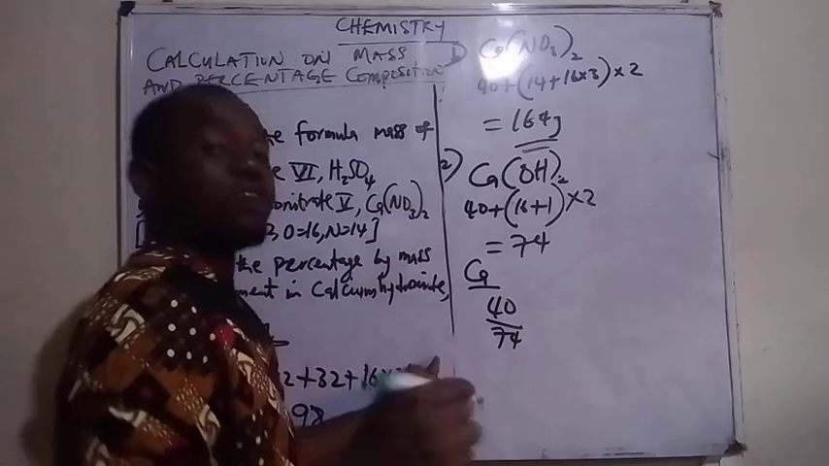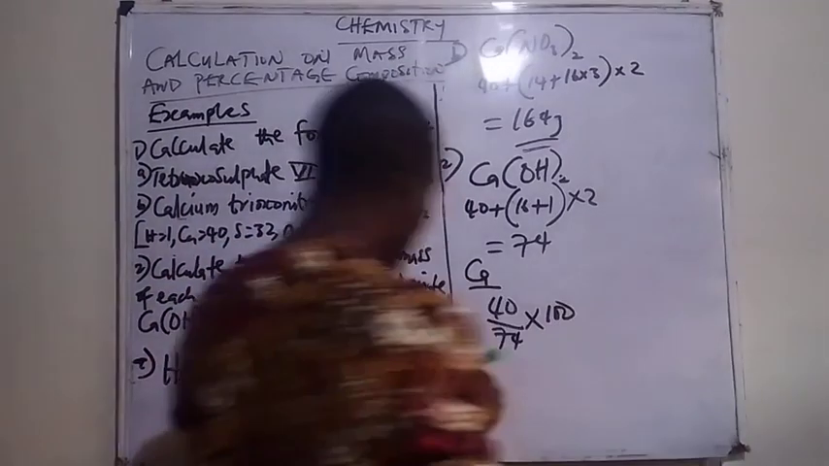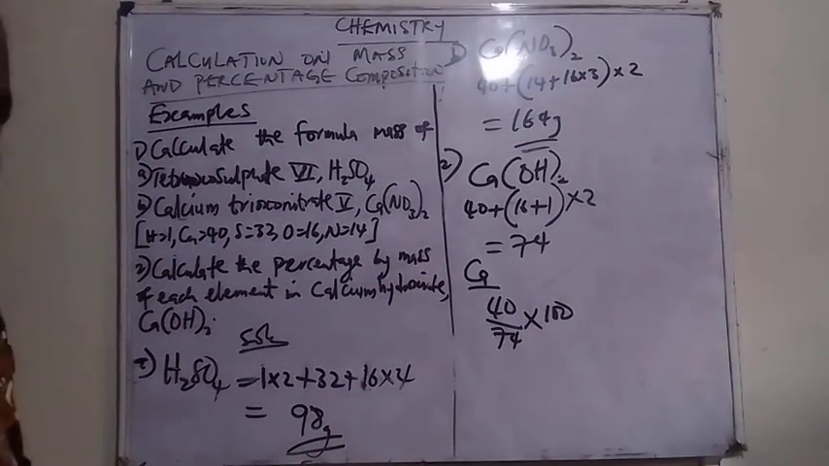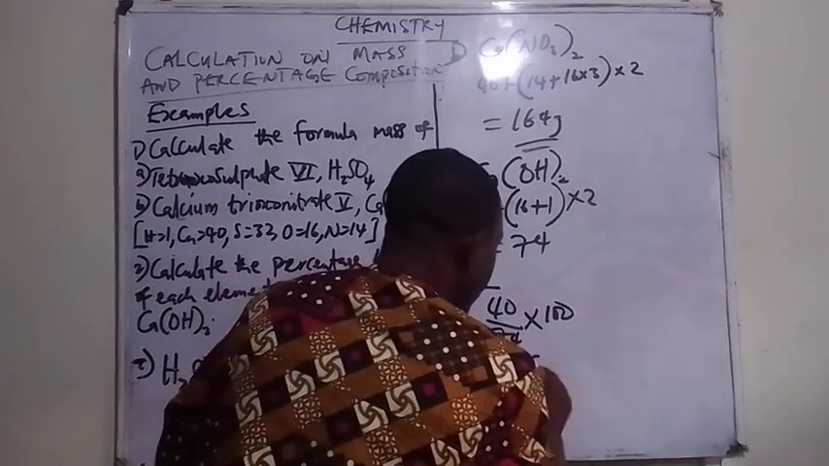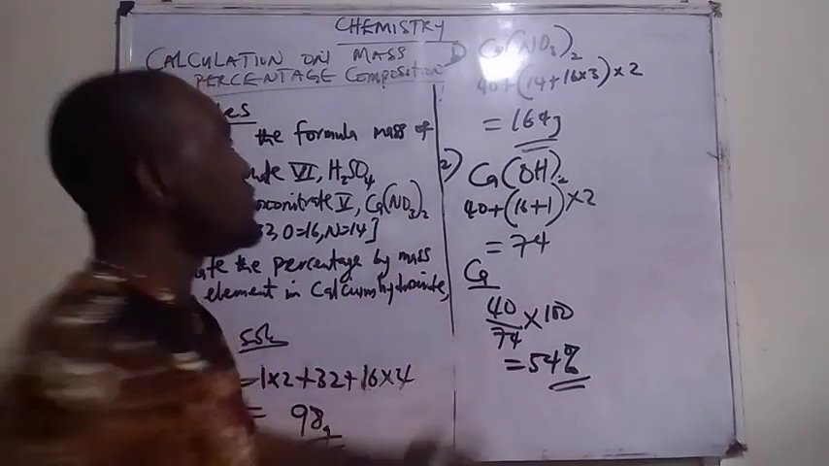Remember, we are converting to percentage, so we'll definitely multiply by 100. This is how you solve this. With your calculator, you just say 40 divided by 74, then times 100. This will give you 54. So our answer here will be 54%.